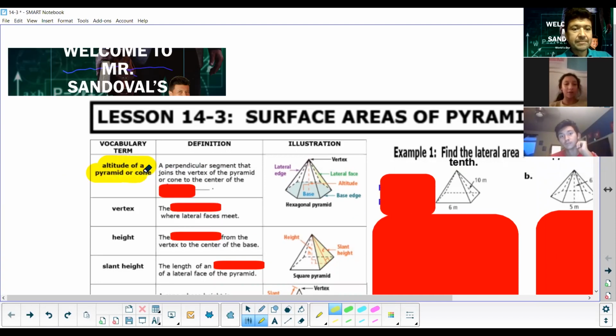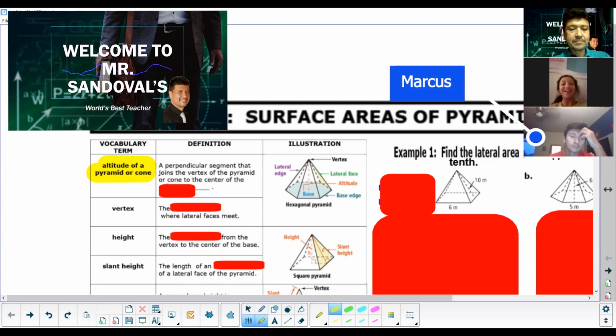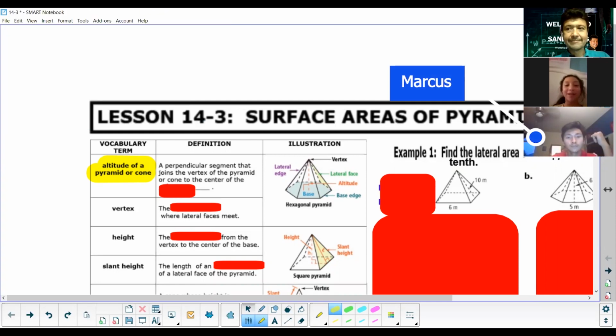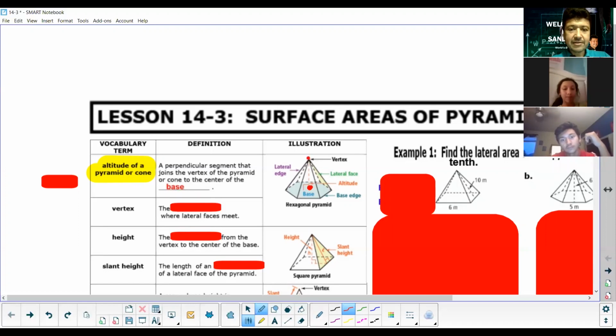Altitude of a pyramid or a cone. A perpendicular segment that joins the vertex of the pyramid or cone to the center of the base. Yes, exactly. And just to make it clear for everybody, there's the base, there's my vertex. That line is what is known as the altitude of the pyramid. All right, Marcus, go ahead and read the next definition.